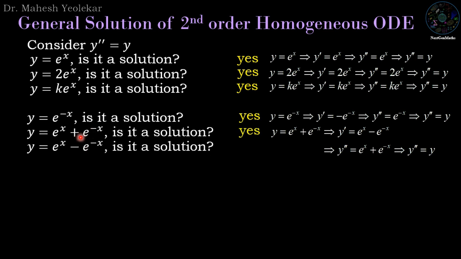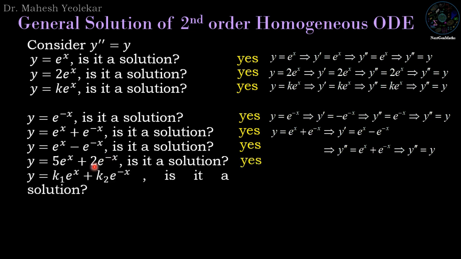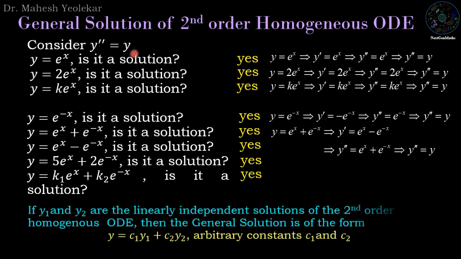Now similarly, we can say that e power x minus e power minus x will be a solution. Is 5 into e power x plus 2 into e power minus x a solution? Yes. So in general, y equal to k1 into e power x plus k2 into e power minus x, where k1, k2 are any arbitrary constants, will give the solution of the second order differential equation y double dash is equal to y.